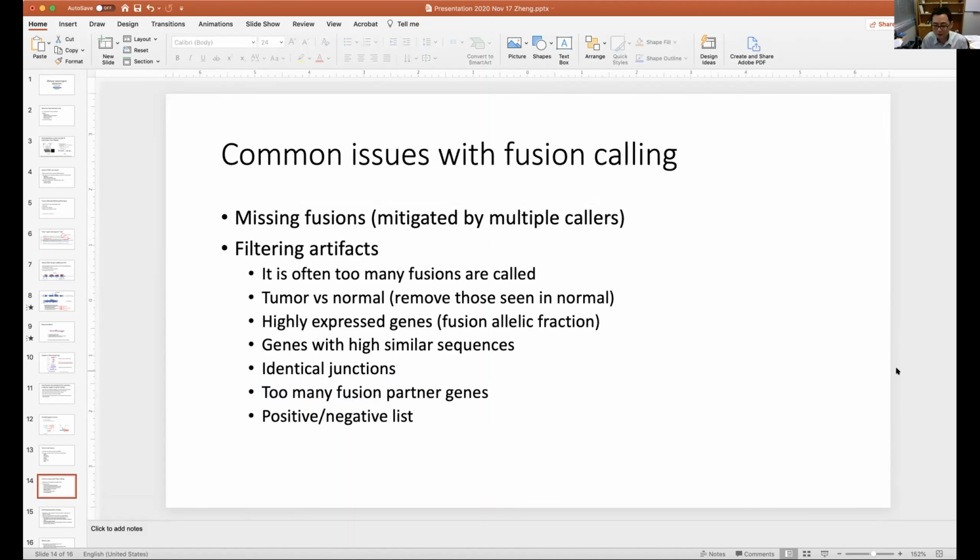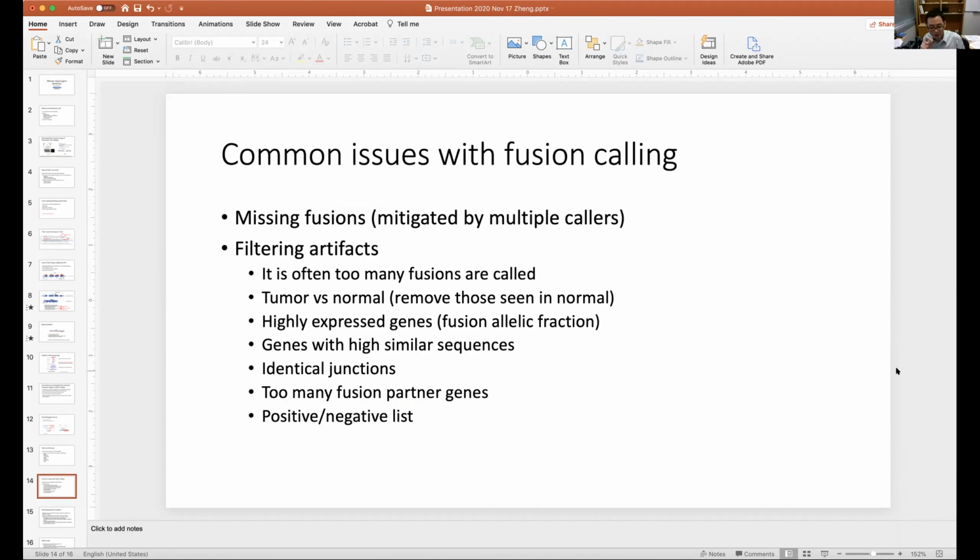Like I said, one of the challenges with fusion is that you have to remove possible artifacts. There are many criteria used to remove artifacts. For instance, we typically consider that if a gene is found fused with too many partner genes, this typically indicates the fusion is due to some misalignment, or due to the sequence of this gene being too homogeneous.